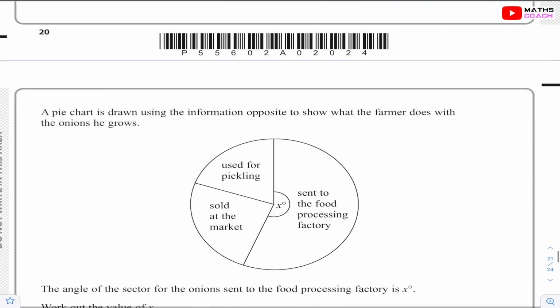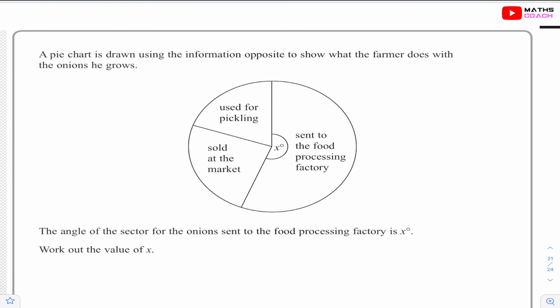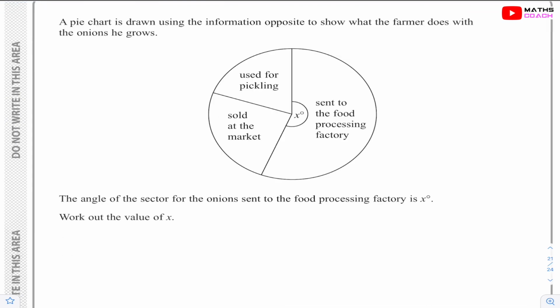Let's now go and complete our information on our pie chart. So now we know that this X here is represented by 420 onions out of our 720 onions. So we can do 420 divided by 720.